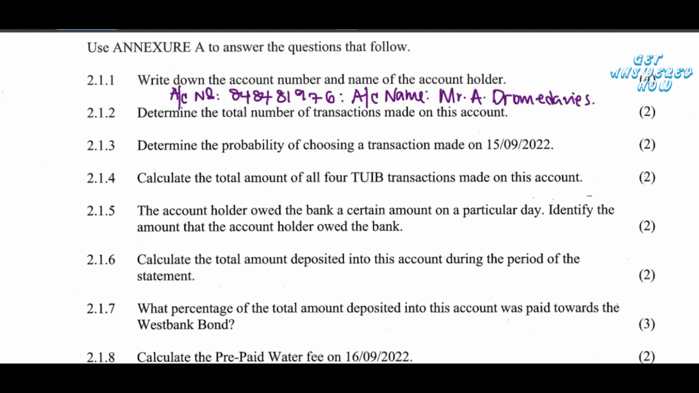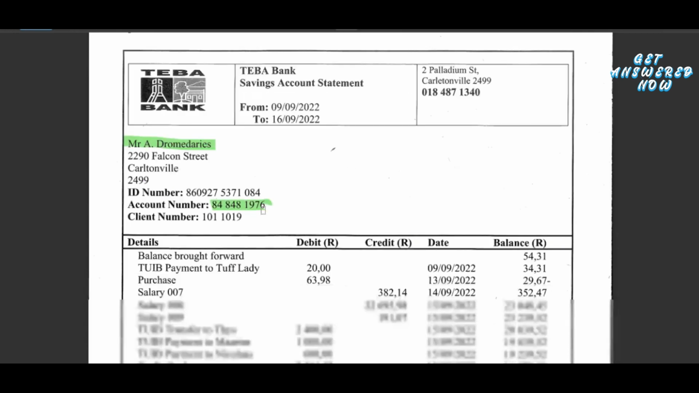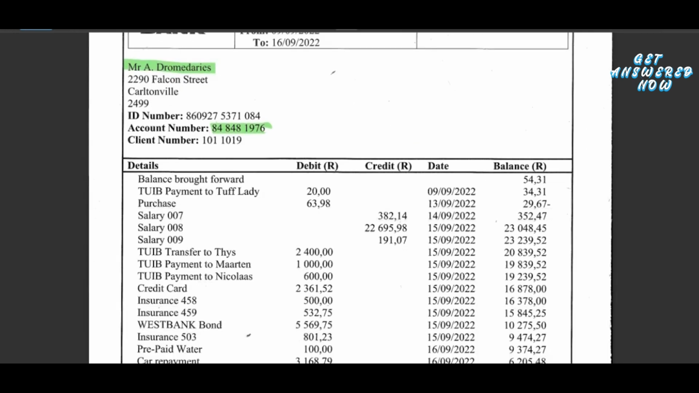Right. Let's go there and we see. It's true. Yes. This is the address for the business. This is the address of the customer, the account holder. The details, the ID of this one here, client number, that is it. All right, there we go.